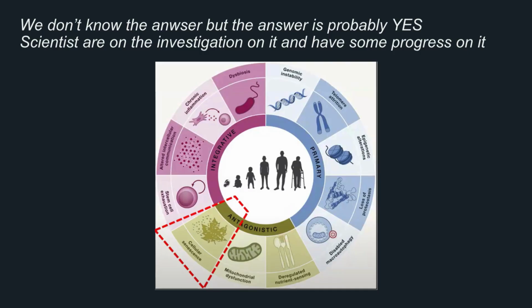I can't give you a definite answer, but the answer is probably yes, as scientists are already investigating and have made some progress on it, which could either make you live eternally or slow down your aging process. The picture I've shown you has some hallmarks on it, and scientists have figured out that these contribute to our aging. And here are the methods that can either slow down our aging or eventually solve the problem.